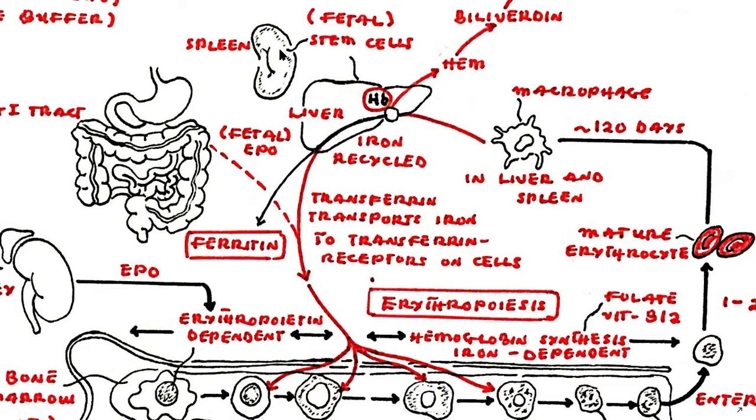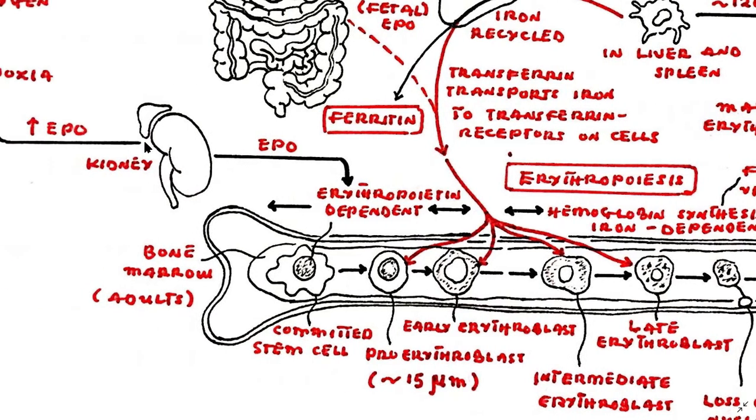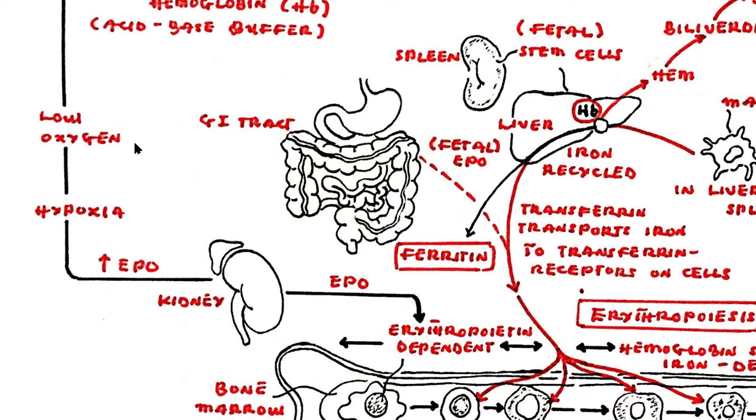Erythropoietin, abbreviated as EPO, increases the number of committed stem cells and promotes production of red blood cells. Erythropoietin is produced mainly by the kidneys in adults. In the fetus, it is produced by the liver. The key stimulus for increased erythropoietin is low oxygen, also known as hypoxia.